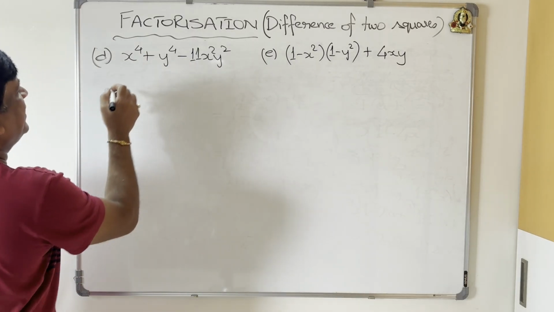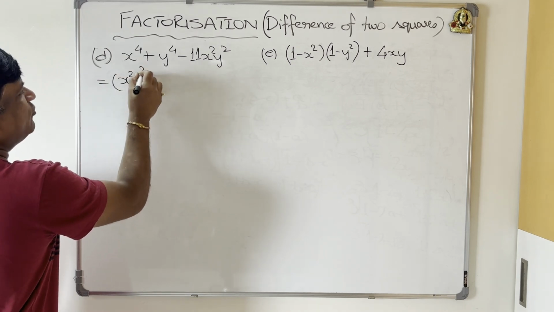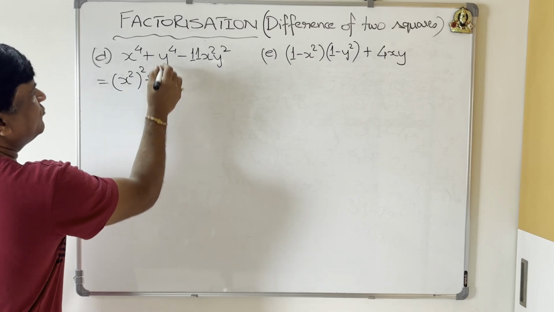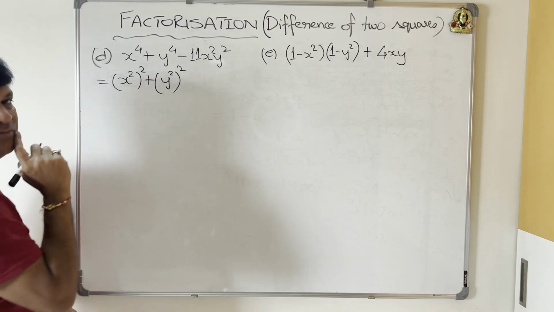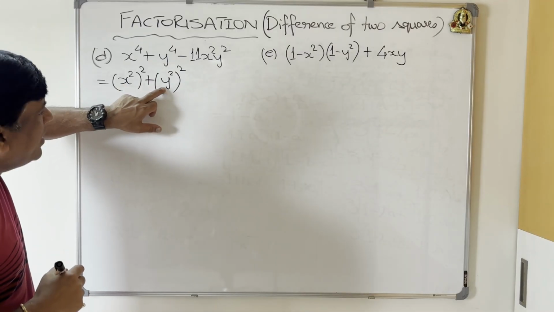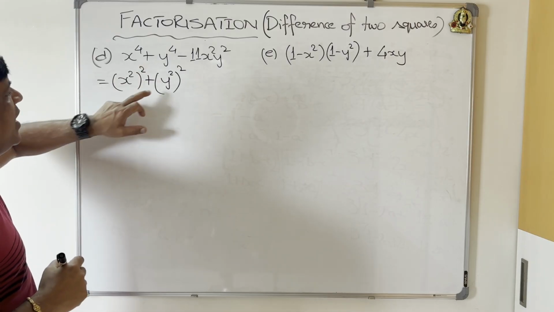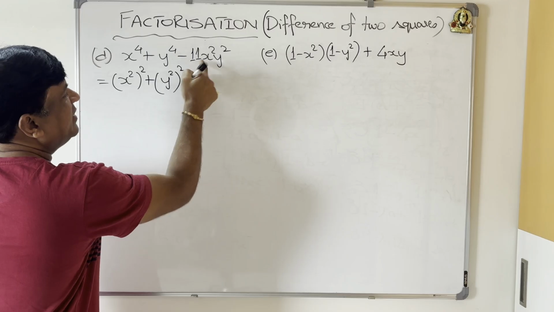This one, look at it. Can I write it like this? How can I write this? I can write x square whole square. Similarly, how can I write this? I can write y square whole square. And if I take this as a and this as b, then it is a square plus b square. What do I need? What can I take out from here?